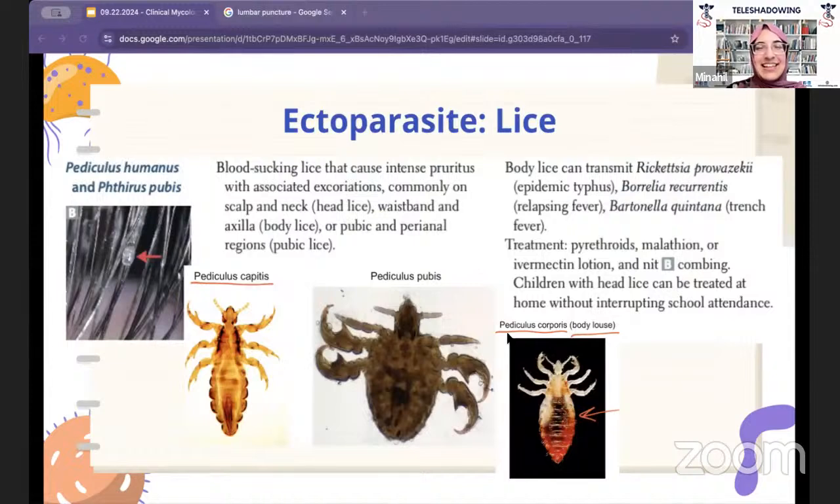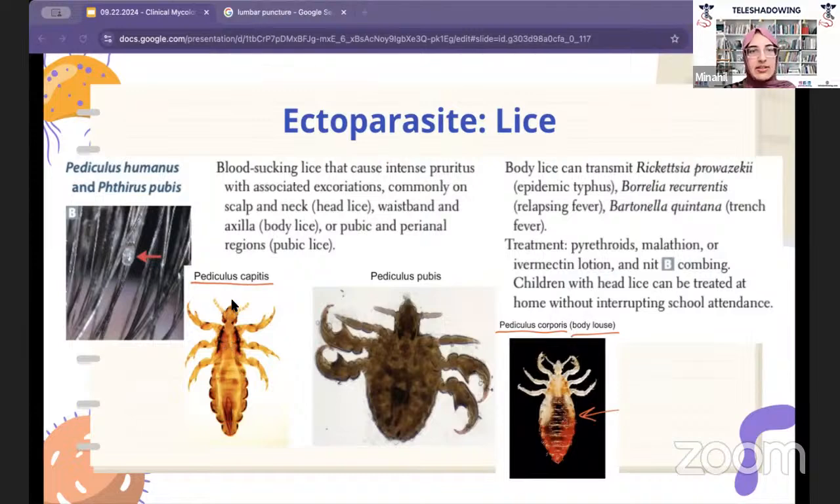And clinically, lice cause intense itching and also discomfort. The treatment typically involves topical insecticides like permethrin or pyrethrin shampoos and thorough cleaning of the bedding and the clothing to prevent reinfestation. And I just want to show you all, these are the three different parasites basically.